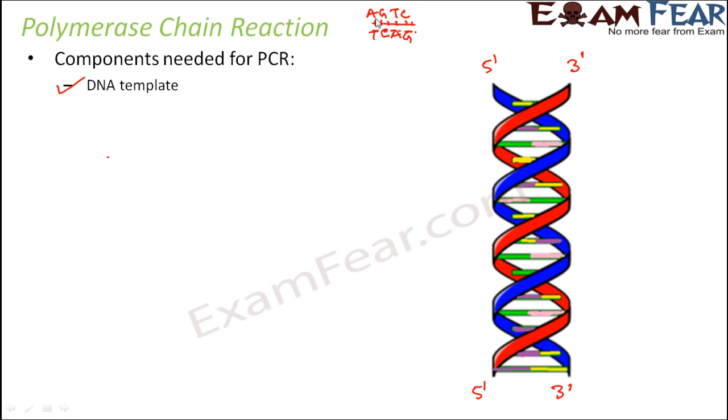So for creating this new strand, you need the template strand. So that is what, in polymerase chain reaction also you need the DNA template. You need DNA polymerase enzyme. This plays the most important role, and that is why this is called polymerase chain reaction after the name of the enzyme DNA polymerase.